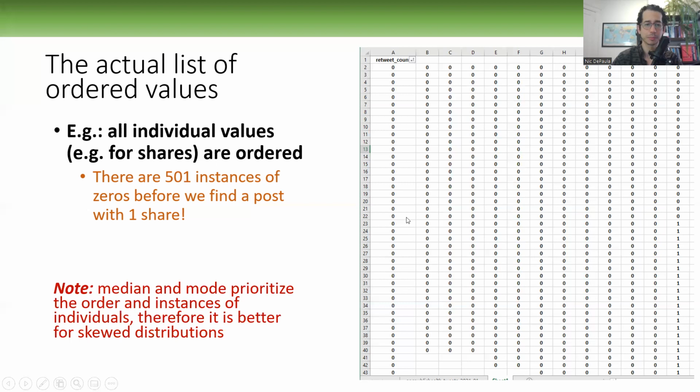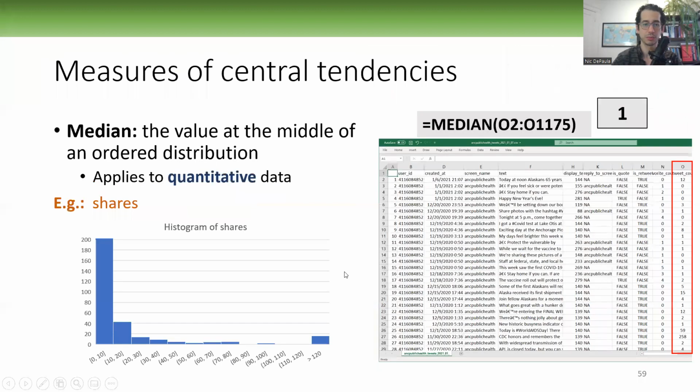So it's the median. And median and mode, let's note, prioritize the order and instances of individuals. Therefore, they're better for skewed distributions. If we have a distribution with a very skewed set of values, like shares, which we saw before, this is skewed to the right. The median might be preferable to the mean, which we'll talk about, because it's a more realistic measure of central tendency.